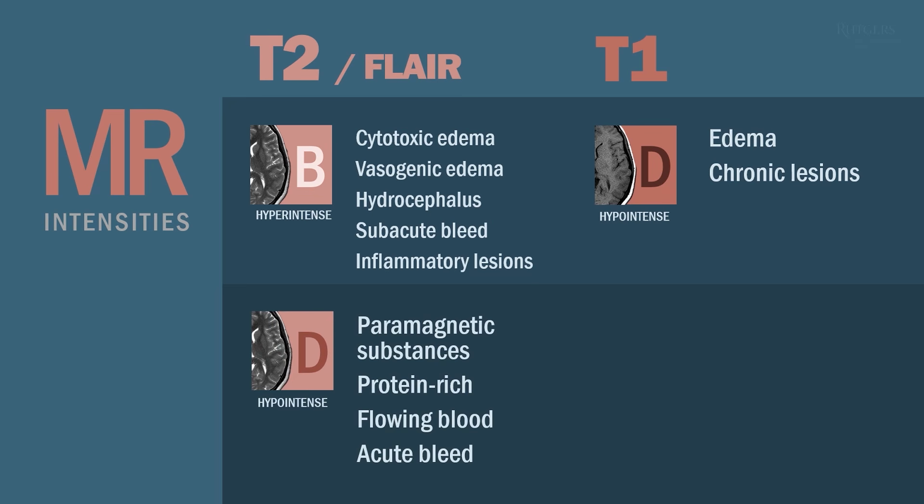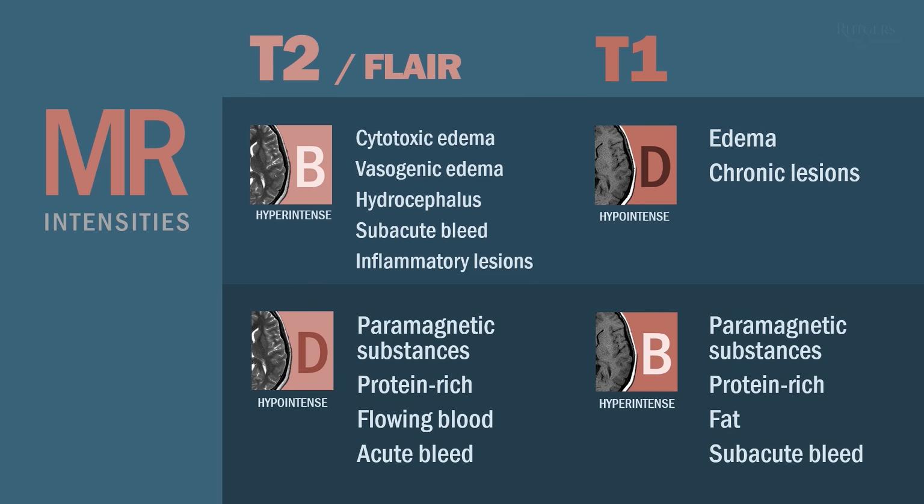What is hypointense on T2? Paramagnetic substances, protein-rich lesions, flowing blood, and acute bleed. What is hyperintense on T1? Paramagnetic substances, protein-rich lesions, fat, and subacute bleed.